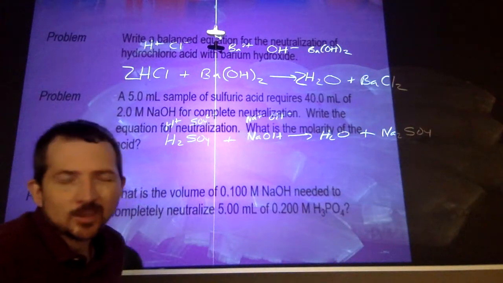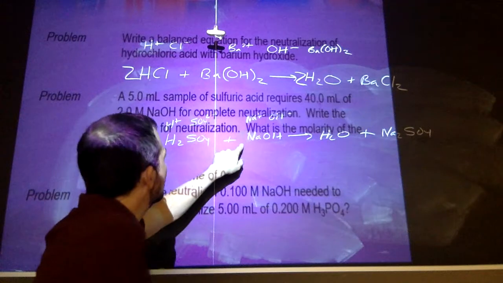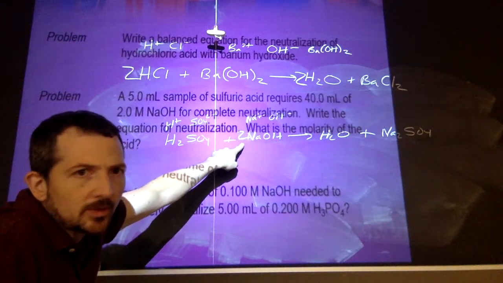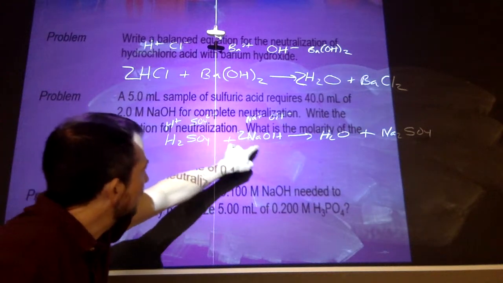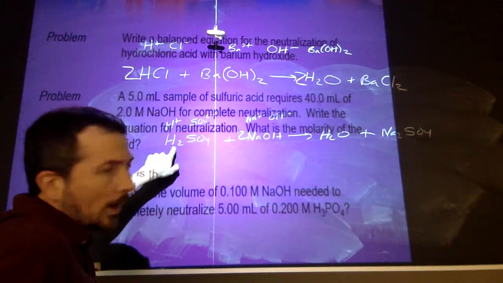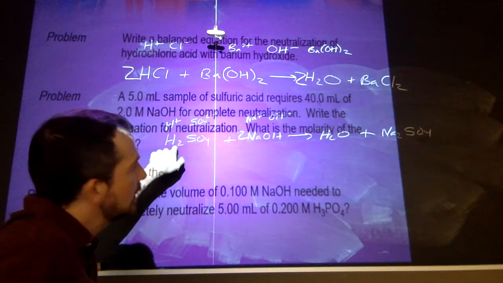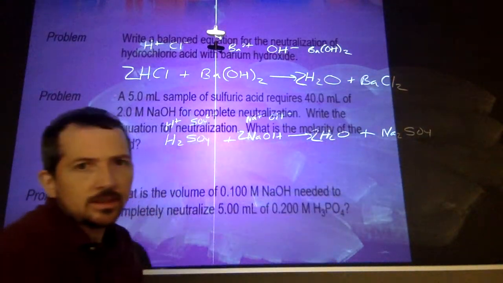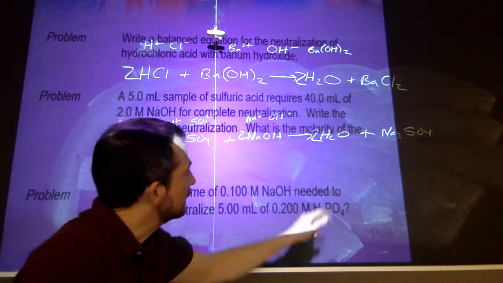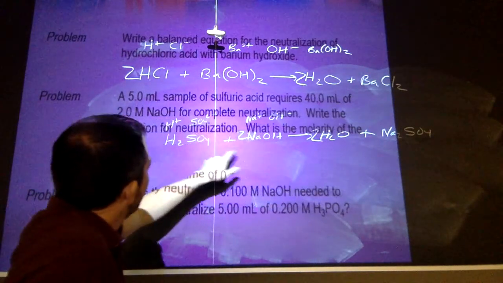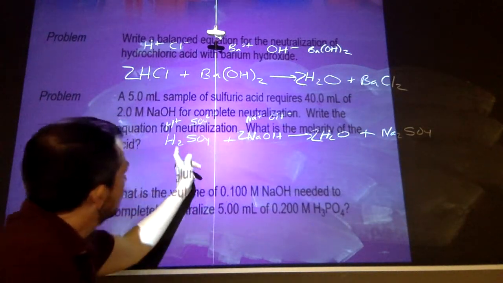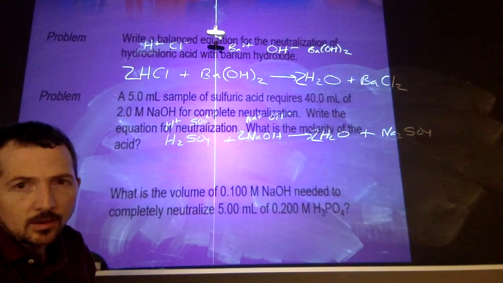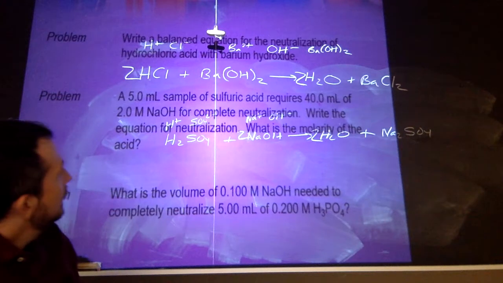To balance that, so Na2SO4, I need 2 over here. So that gives me 2 sodiums on both sides. Now that gives me 4 hydrogens total though, so I need 4 hydrogens on this side. Now that gives me 6 oxygens total. Now I have 6 oxygens total. And everything is balanced. So there's my balanced equation.